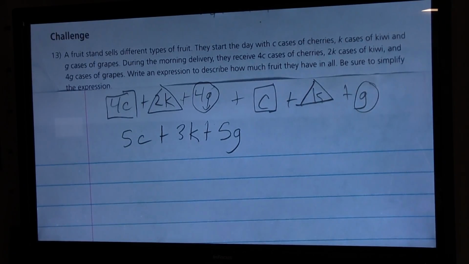And I made sense of my problem. I used what I know about like terms, and at first when I was just looking at the delivery, we didn't have any, but when we added what we already started the day out with, we did have like terms. And then we went ahead and simplified it on out. Now I don't know if I did that in under 3 minutes or not, but it feels like we went through it very quickly.